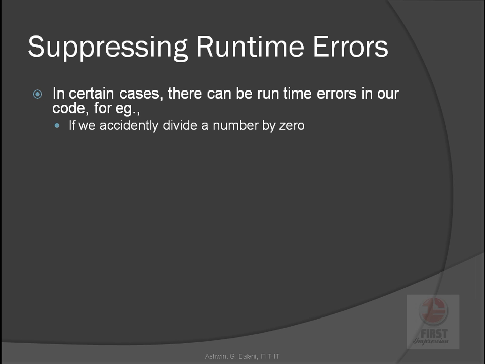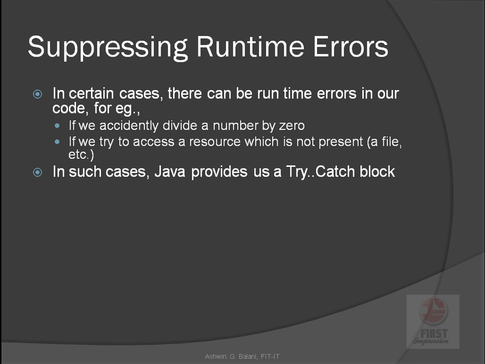You cannot catch that error at compile time, because at compile time you will not know that such an error can occur, but at runtime such errors can occur. One more example is if we try to access a resource which is not present, like a file. For example, if you are trying to copy something from C drive to F drive, where F drive is a USB device, and someone accidentally plugs out that device while a file transfer is in progress, that will give you a runtime error. Now in such cases, Java provides us with something called a try catch block.